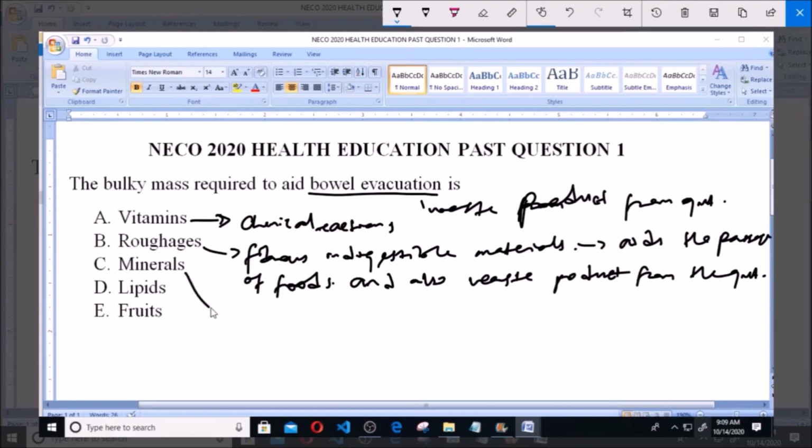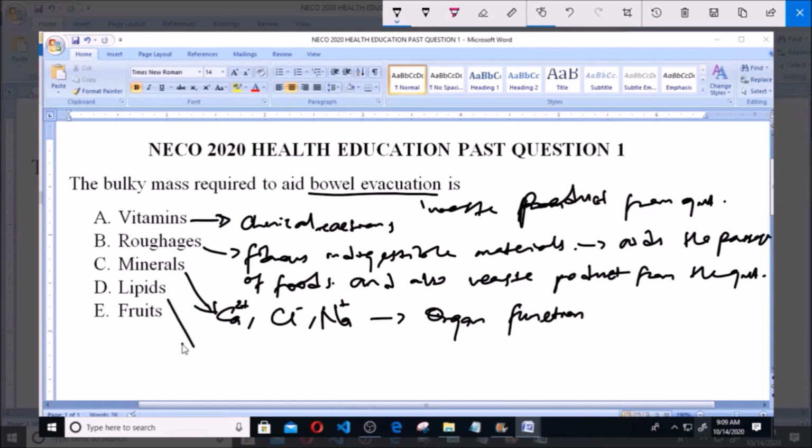Now, option C here says minerals. Minerals is also a class of food, like calcium, your chloride ion, your sodium ion. All these are minerals. Now, these minerals are important for organ functions, like the function of the liver, the function of the kidneys, and the rest.